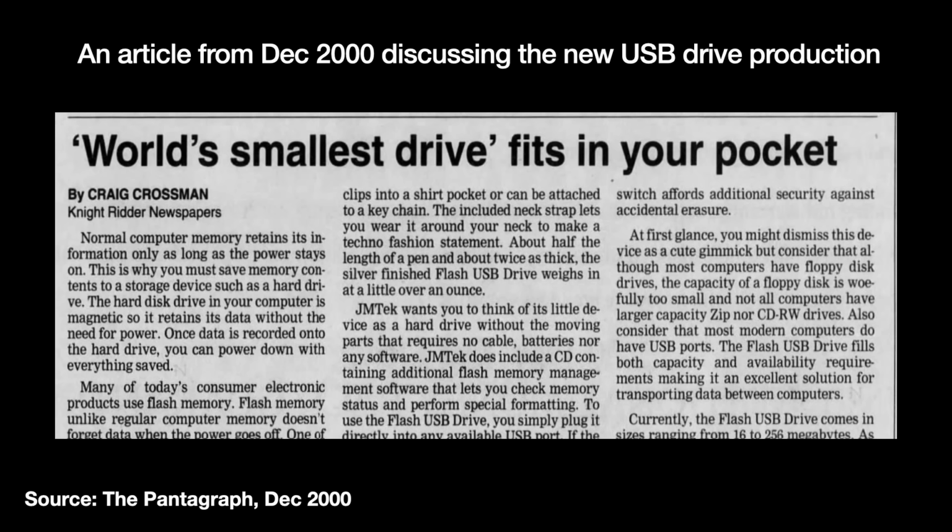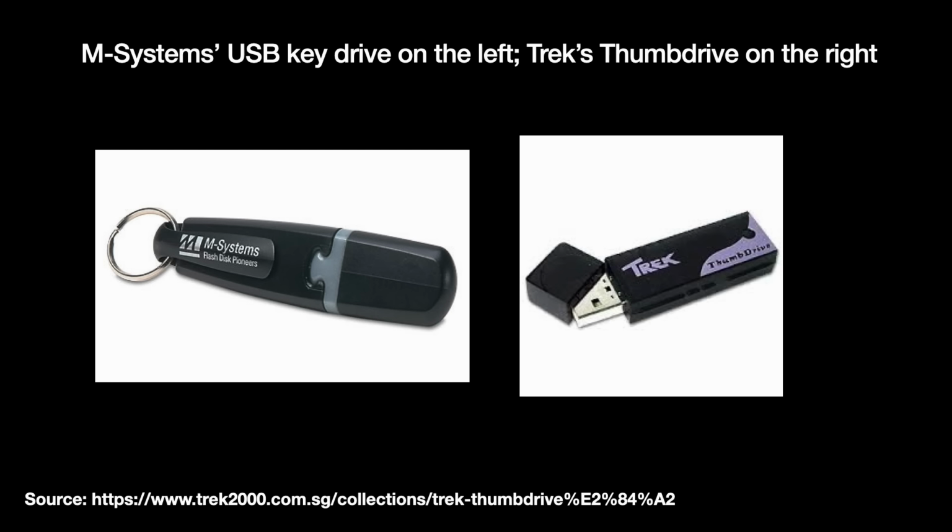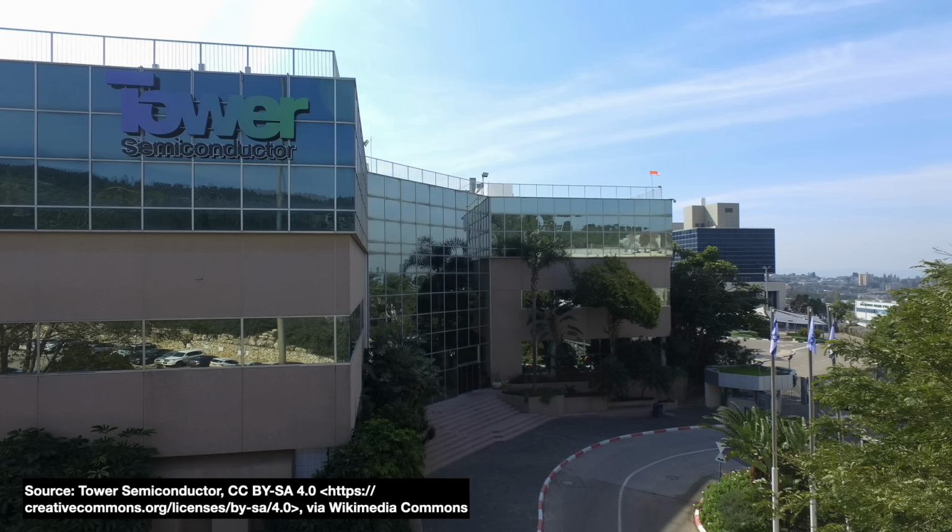There are other claimants to be the inventor of the USB flash drive. I make no comment on them. But regardless, the product's introduction sent industry flash memory sales surging from $4.6 billion to $10 billion. After selling M Systems, Moran became a VC and turned around a failing semiconductor maker called Tower Semiconductor, which I think is an interesting story.